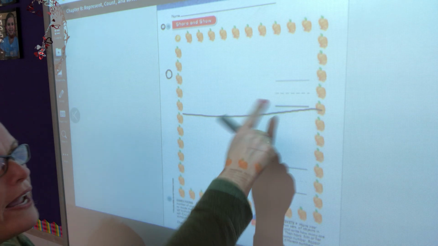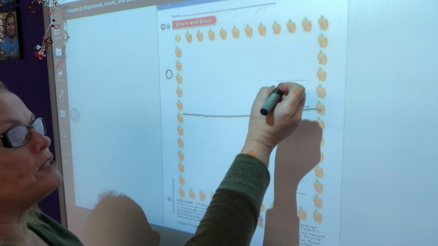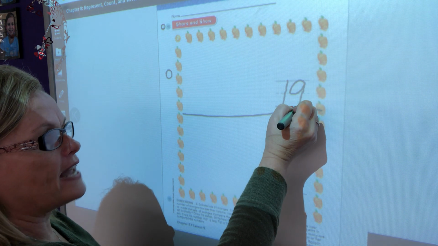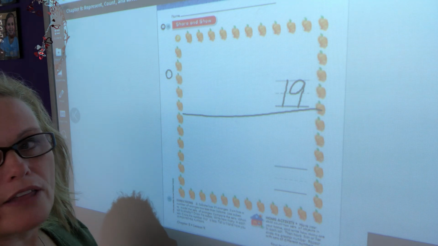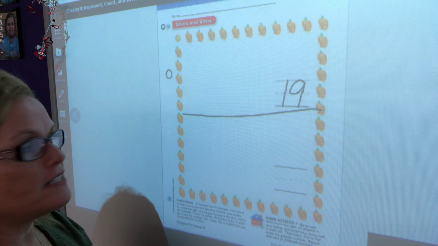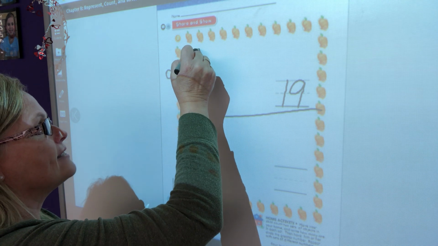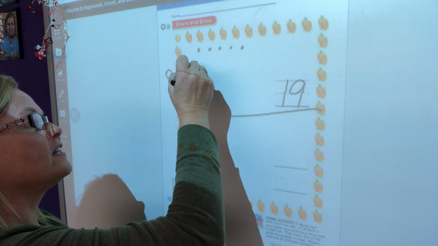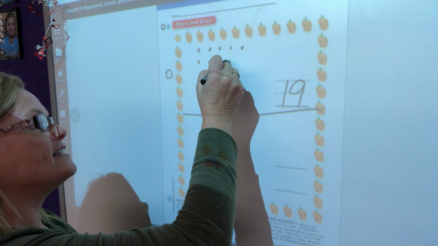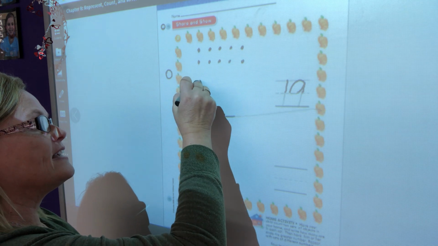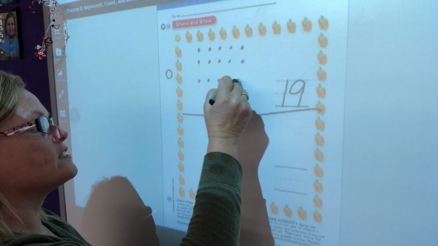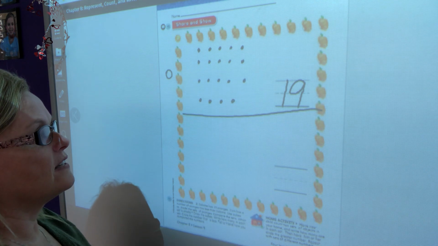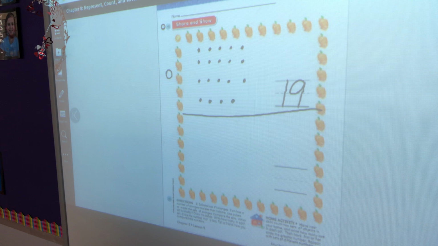Let's go ahead and write it right away so we know how many we're drawing and we don't forget, because that's a pretty big number. 19 is a 1 and a 9. So let's go ahead and draw those 19 counters to represent the 19 oranges that Mrs. Ott has. 1, 2, 3, 4, 5, 6, 7, 8, 9, 10, 11, 12, 13, 14, 15, 16, 17, 18, 19. Almost 2 full 10 frames.